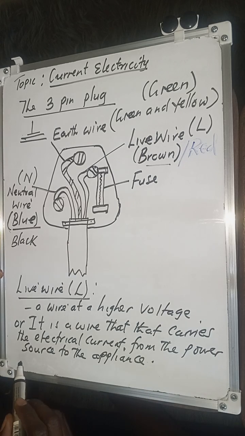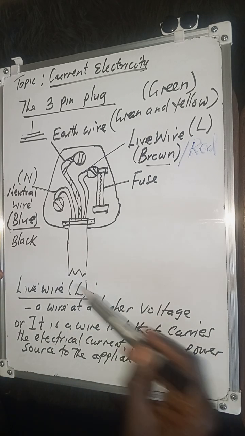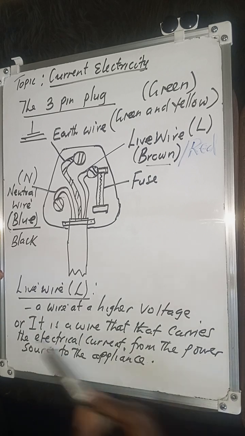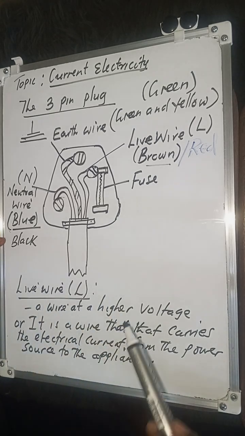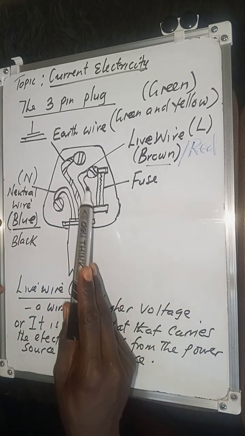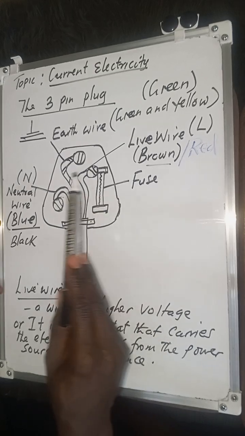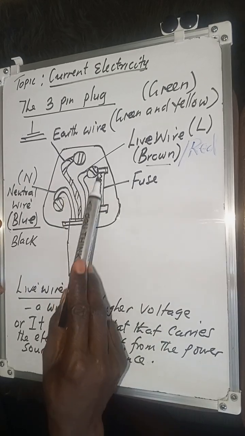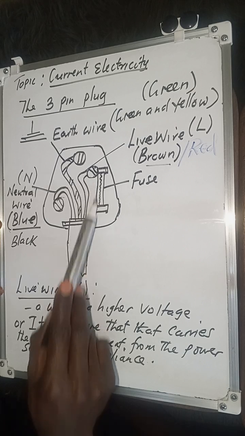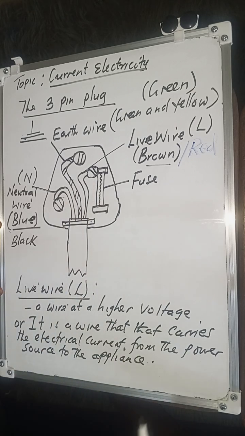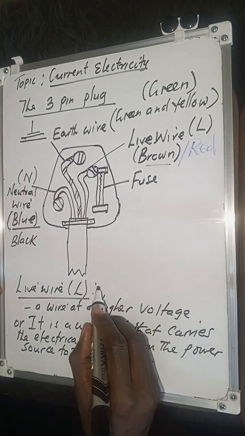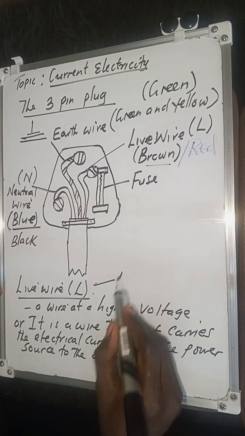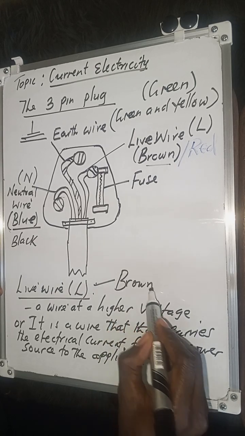And remember, when it comes to the live wire, we said it is a wire at a high voltage, and always the live wire is connected to the fuse. The fuse is always connected to the live wire. No wonder the side where you are going to see a fuse actually indicates that it is a live wire. Like we said, what's the color of this one? Normally it is brown. That's what you need to remember.